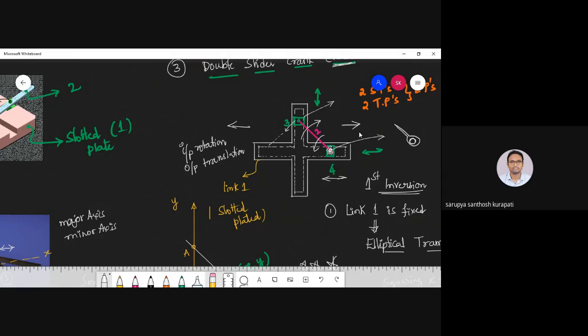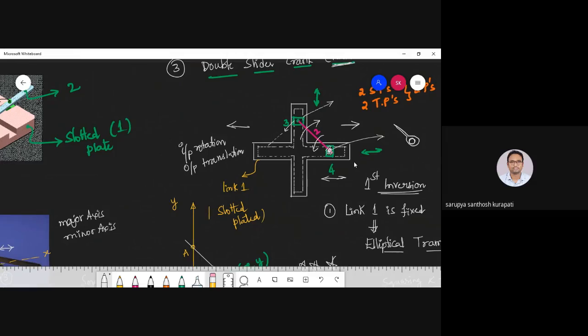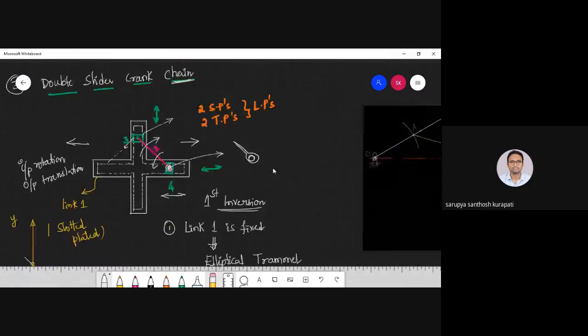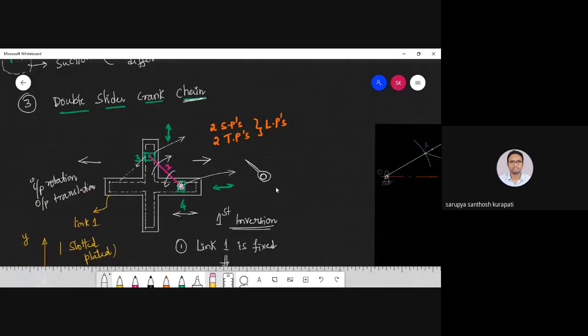So what is nothing but your input and output both, what are you going to get here? Can anybody tell me? Have you understood what I asked? Yes, hello Raghunath, have you understood? See, basically this is link number 2. Yes or no? So link 2 is connected to slider 3 and to slider 4 by using what?